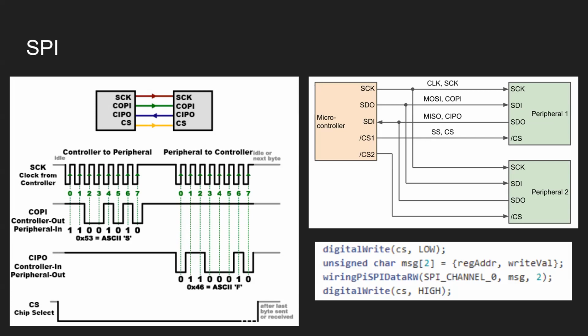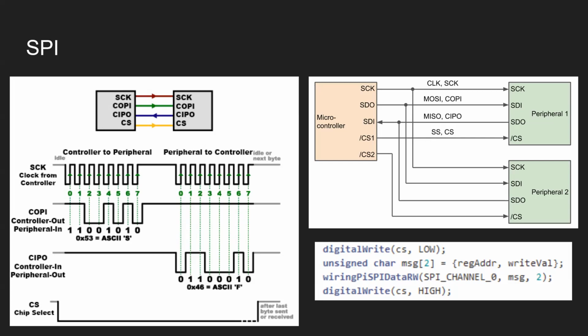And so, yeah, at the bottom is the code we have. It brings the chip select line low. You package your message in bytes, and we use unsigned characters because that's a single byte, that's 8 bits. And in this case, it's to write to our IMU registers. So the first 8 bits are the register address, and then the next 8 bits are the write value.